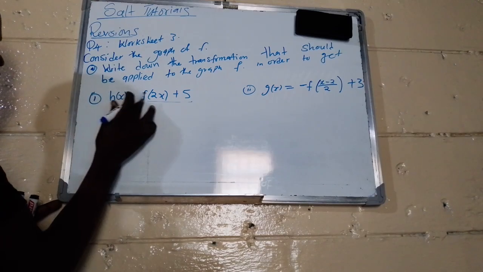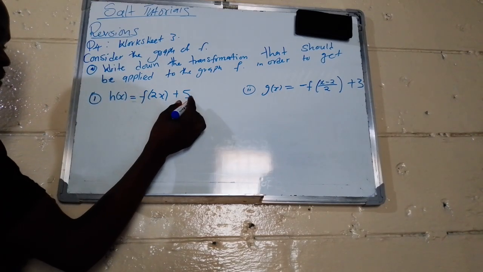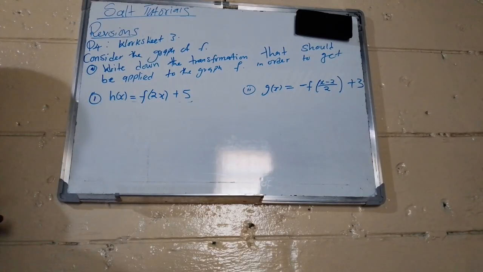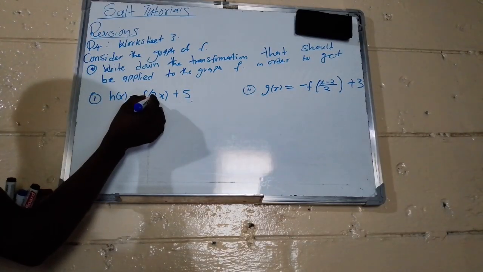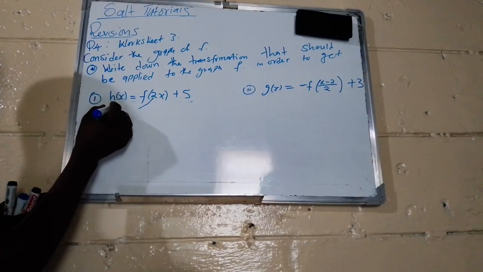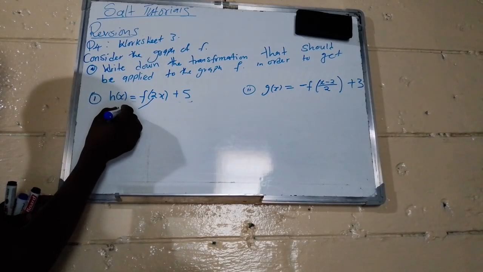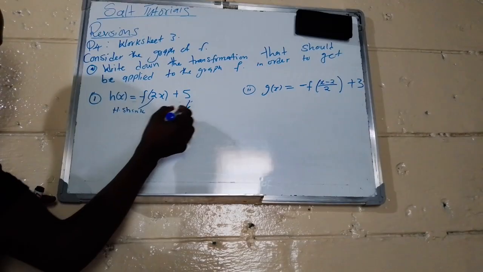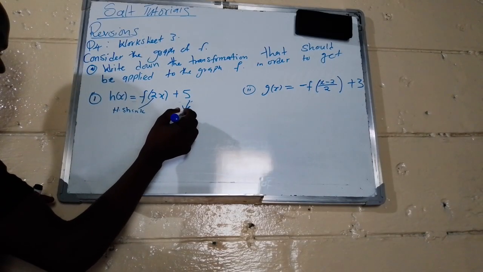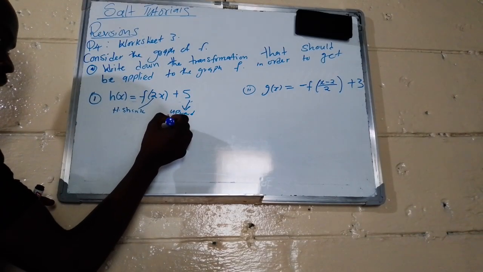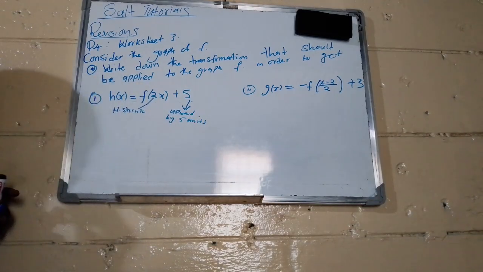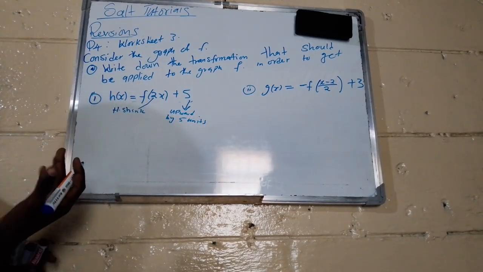So what do you notice? You have a plus 5 outside the function and you have a 2 inside the function multiplying. So the 2 inside, this one represents a what? Horizontal shrink. This one represents a what? Upward shift by 5 units. Isn't it? So we want to write those in statements to say what is happening.